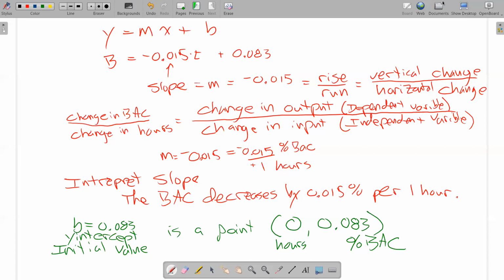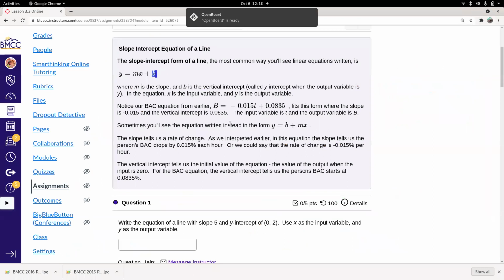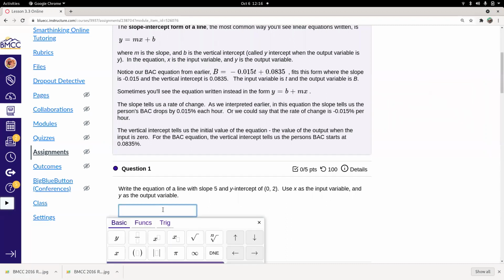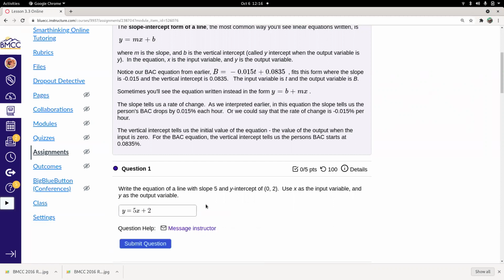Let's go back to the lesson. All right, so here I'm asked to write an equation of a line with a slope of 5 and a y-intercept of 0, 2. And I mentioned a moment ago, a y-intercept is a point. The b is the y value of that point. The x value is always 0. So for this one, they're telling me to use y and x, and they're reminding me in the toolbar here, y equals 5 is the slope, x plus 2 would be the equation for a line that has a slope of 5 and a y-intercept of the point 0, 2.